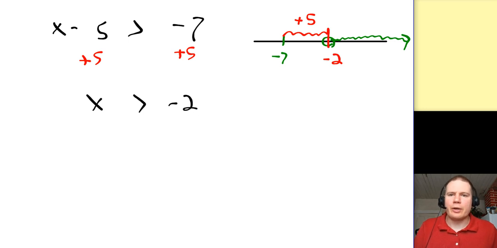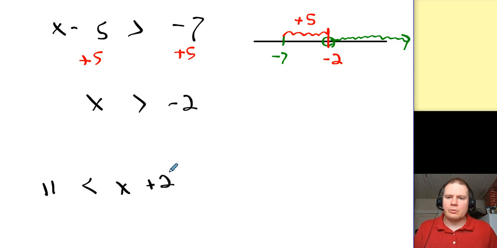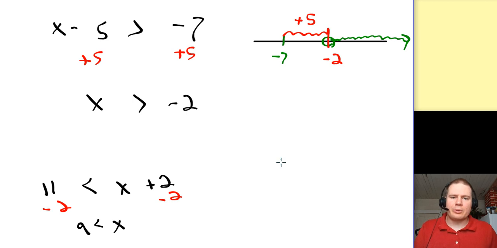And that's true even if I have x on the right. If I say 7, I'll stop using 7 because it looks like a less than sign. 11 is less than x plus 2. I can subtract 2. 11 minus 2 is 9. Now I have a less than symbol, but notice I'm not saying x is less than, I'm saying 9 is less than.